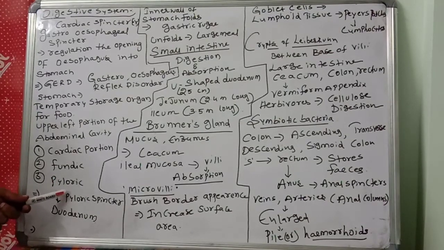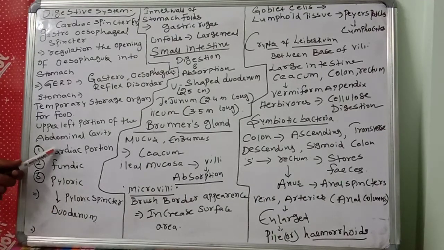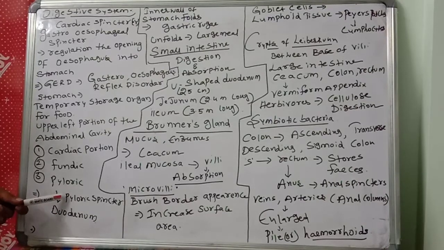Through the pyloric sphincter, the pyloric stomach will enter into which one? The duodenum. The duodenum is a part of the small intestine. Once again, the cardiac portion is the first part of the stomach where the esophagus enters, then the fundic, then the pyloric. The pyloric stomach opens into the duodenum. There is one sphincter there, and here also one sphincter. What do sphincters do? They help in sending food systematically.